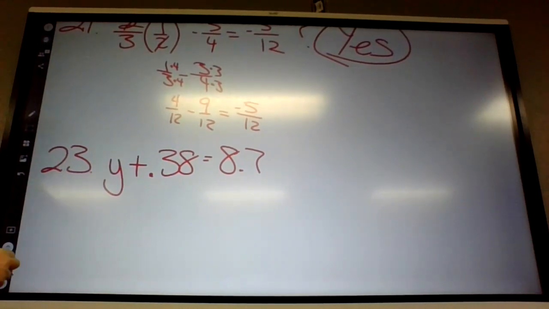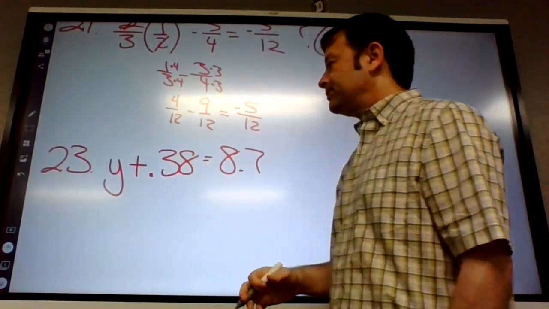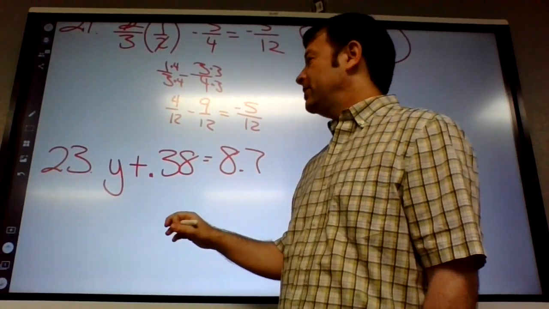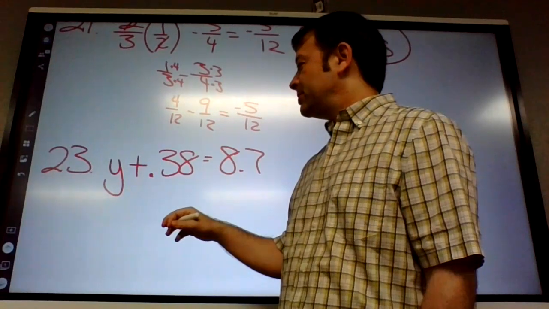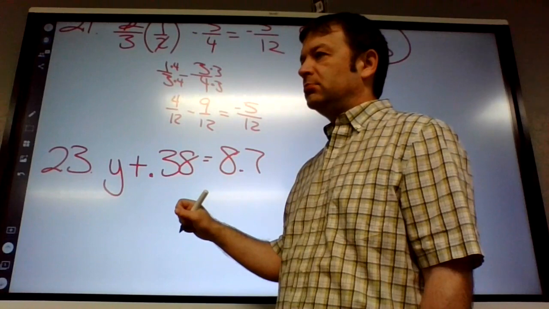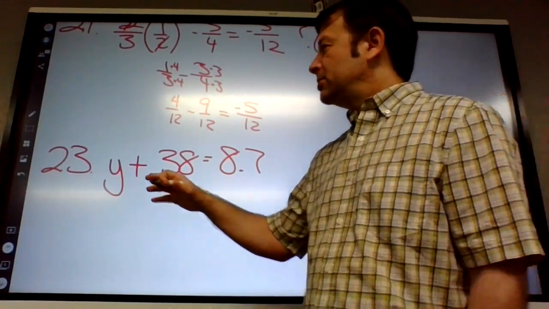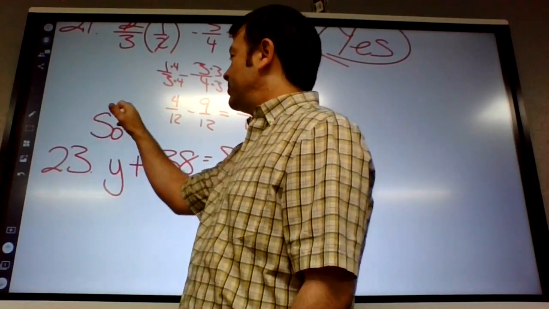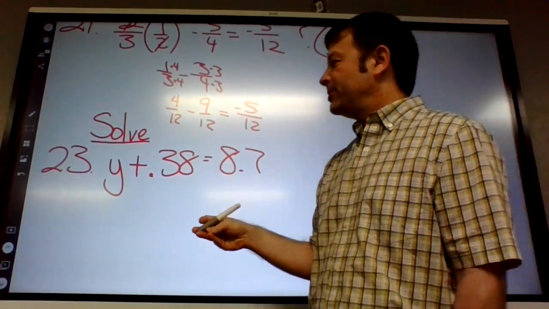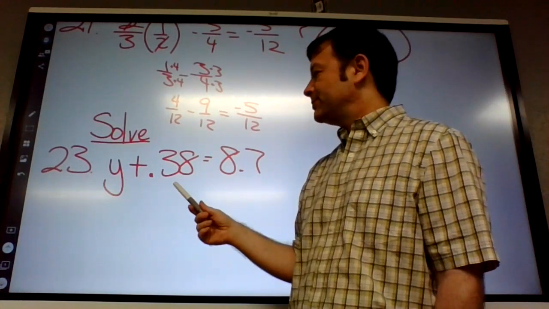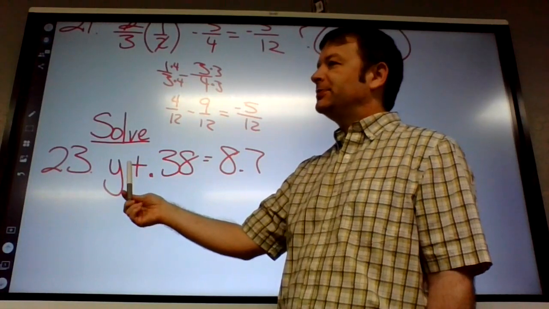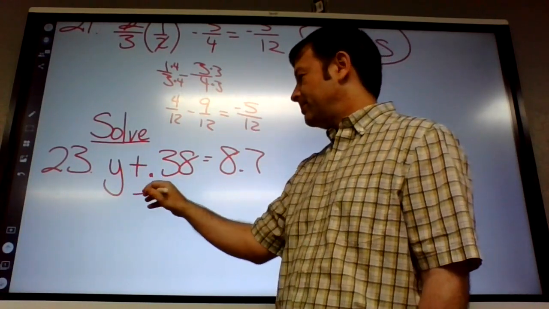All right, Brian, what's the step to solve this one for y? You don't have to do it yet, just tell me. The direction switched to solve because now we're trying to solve equations, not plug stuff in. But how do we solve for y? How do we figure out what y is? Okay, we've got to get y by itself. Right, minus 0.38.